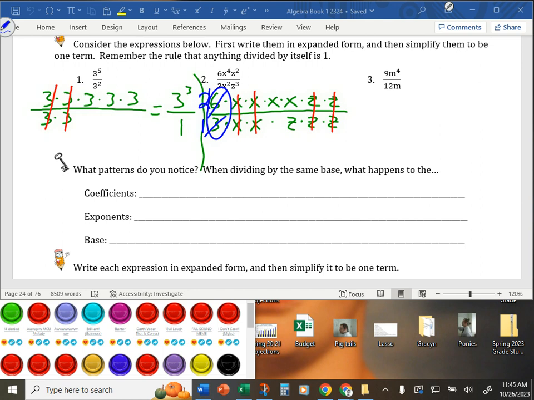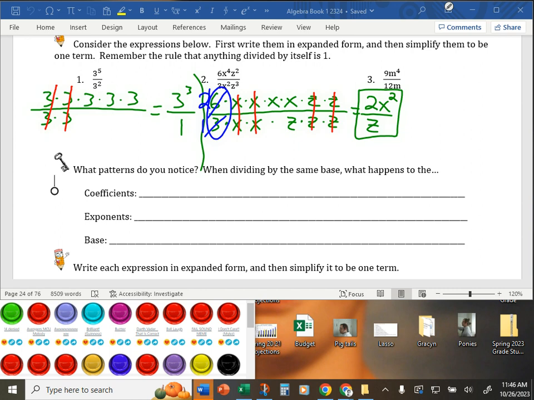So ultimately, what I'm left with here, in my numerator, I've got a 2, and then an x and an x. So 2x squared. And what's left in my denominator? Nothing. Z. Okay? Everything else canceled out. And so my simplified answer is 2x squared over z.